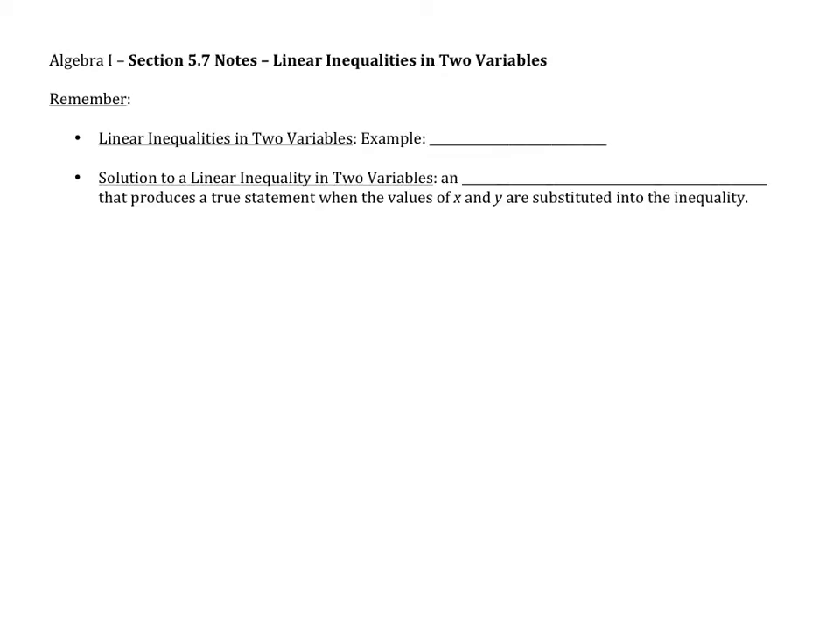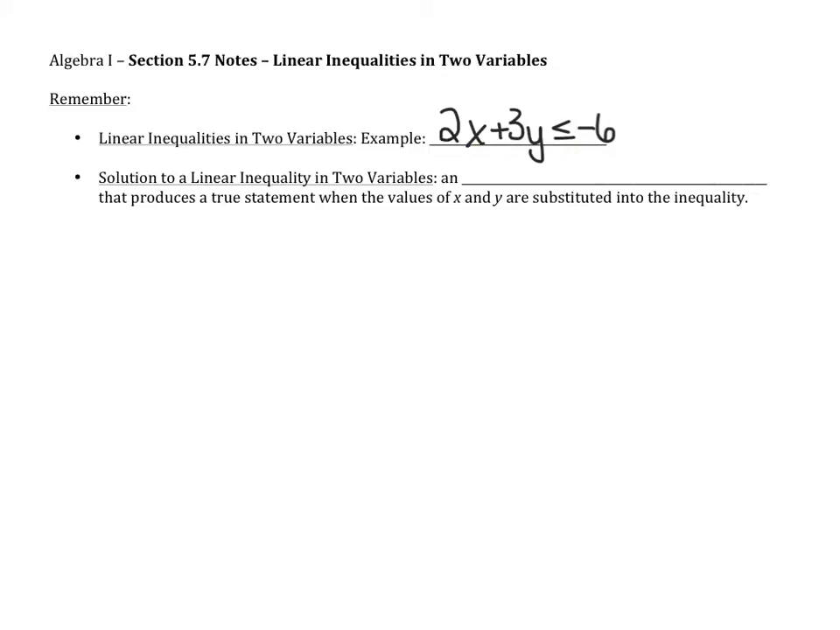Section 5.7, linear inequalities in two variables. So here's some reminders. Linear inequalities in two variables is something like this: 2x plus 3y is less than or equal to -6. So again, we have an inequality with two variables in it.